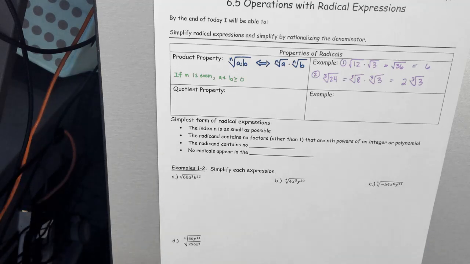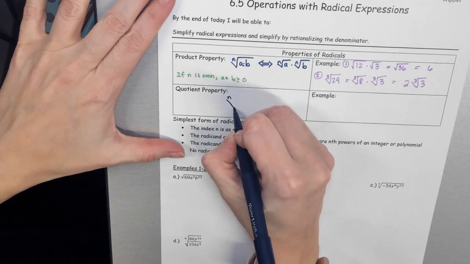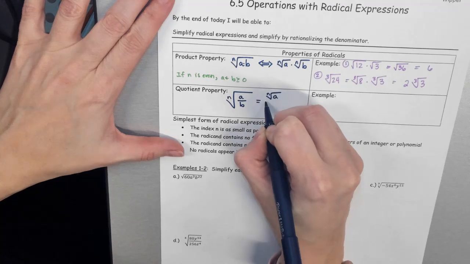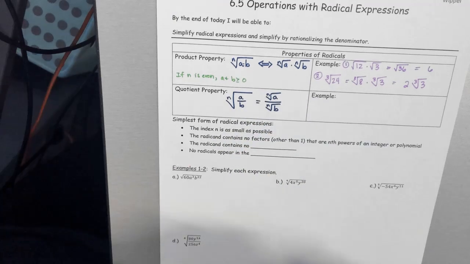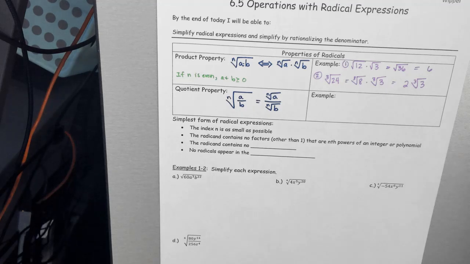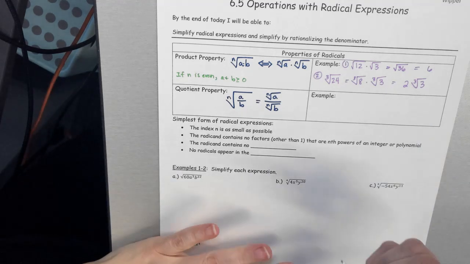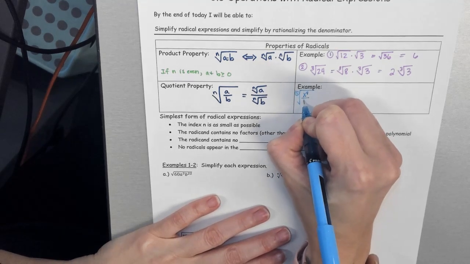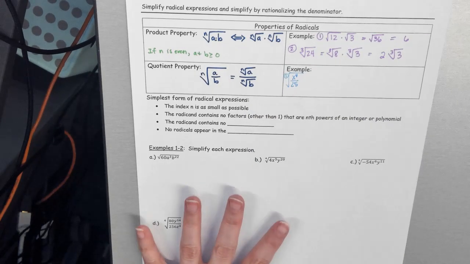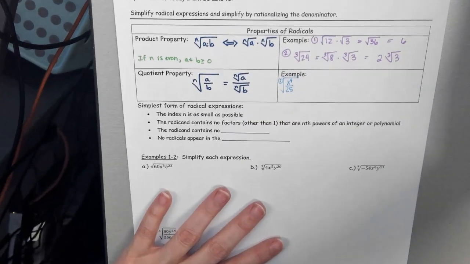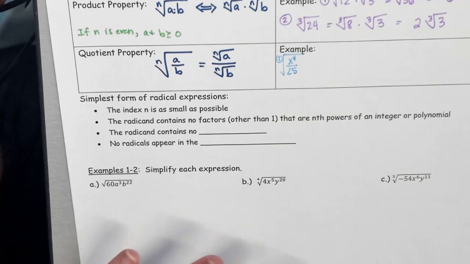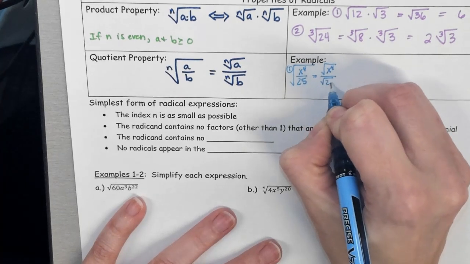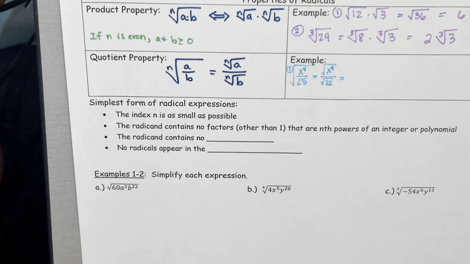Okay, and then our quotient property is if you have the nth root of a over b, you can split that up into the nth root of a over the nth root of b. Okay, so for our first example, we have the square root of x to the 4th over 25. So let's use our rule. If we split that up, then we can simplify the square root of x to the 4th and the square root of 25. So we do that.